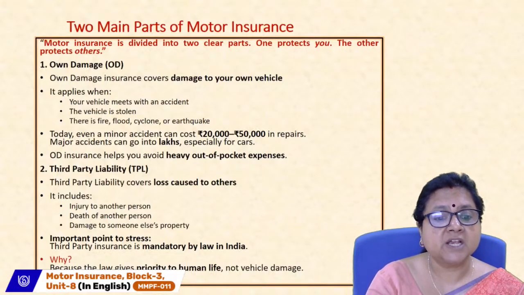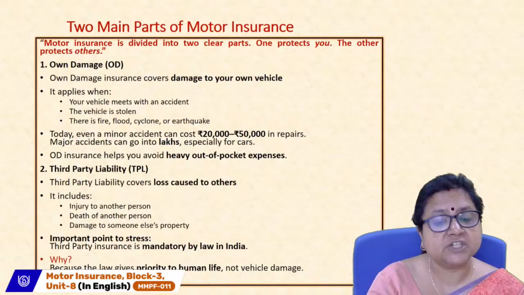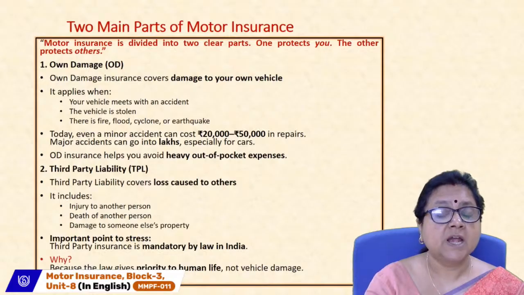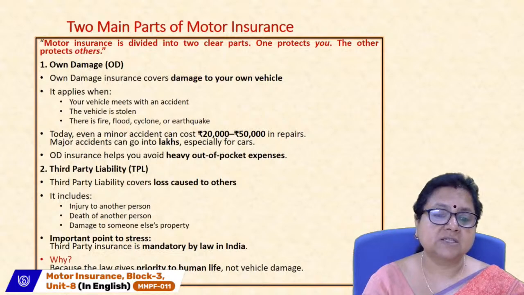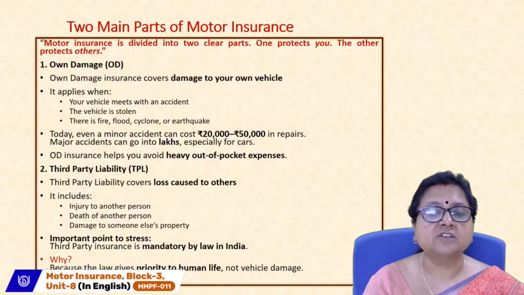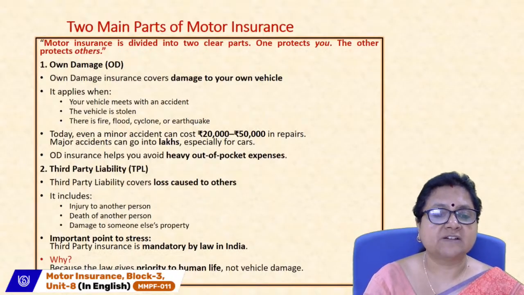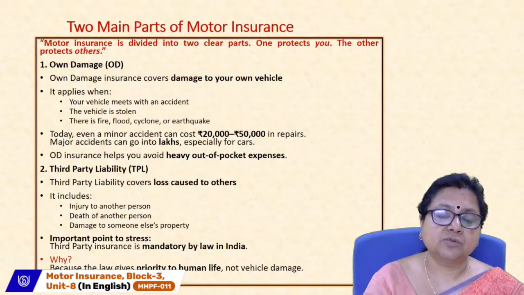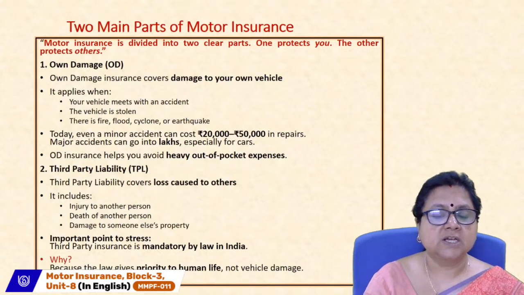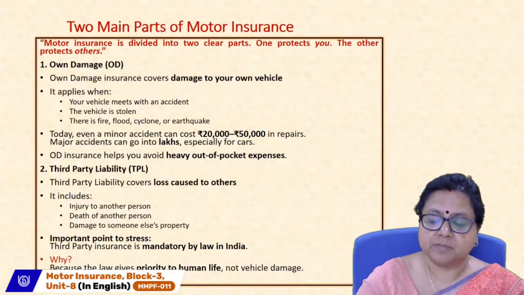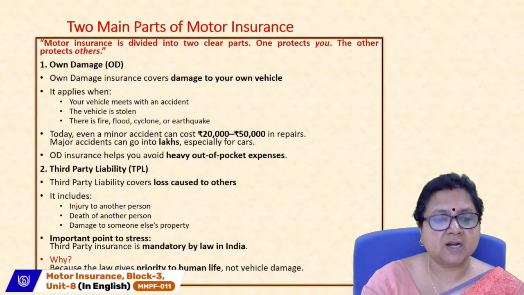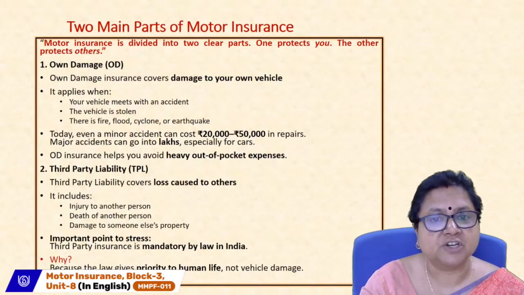Third party insurance in India is mandatory by law, as given by the government. And why has this law been made mandatory? Because our law in India gives priority to human life, not the vehicle damage. So anyone who is affected by the vehicle of one individual, the loss will be compensated by the insurance company. So these are the two main parts of a motor insurance.